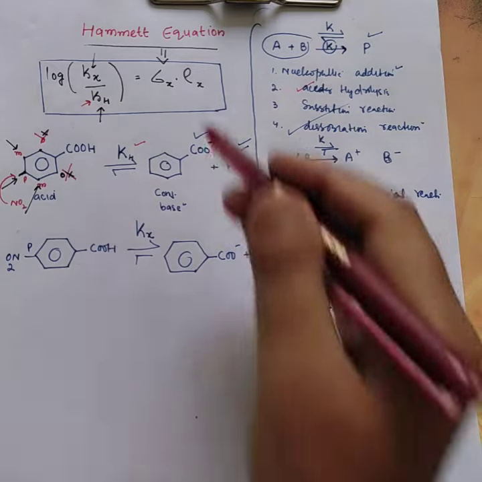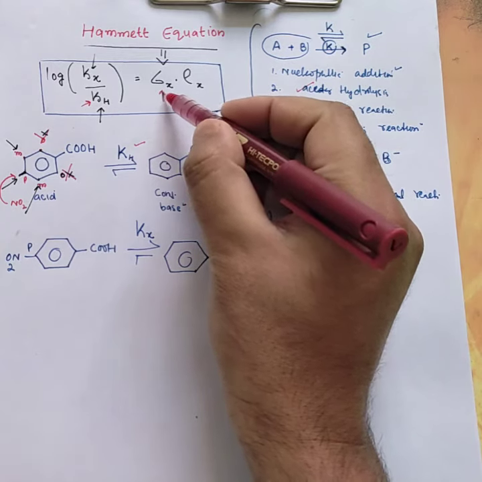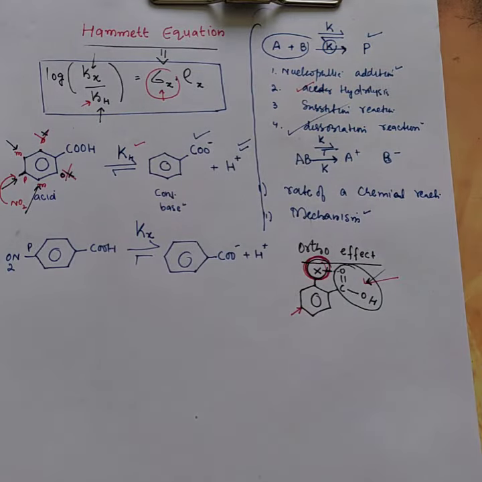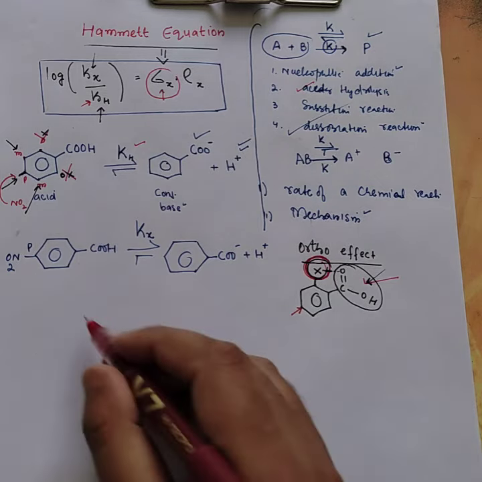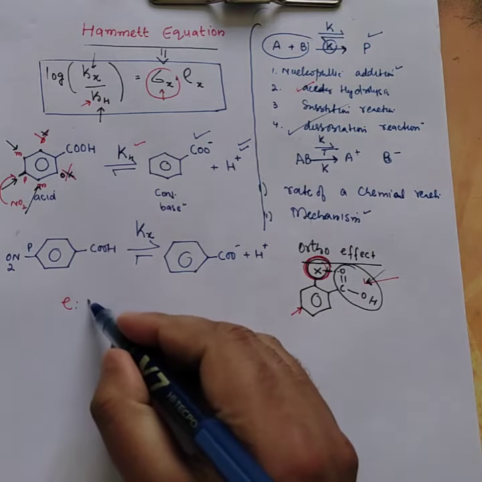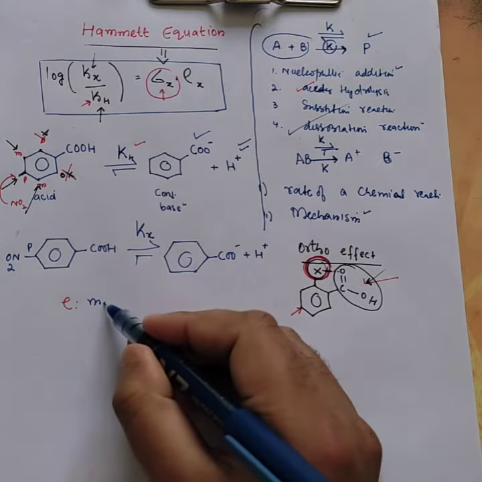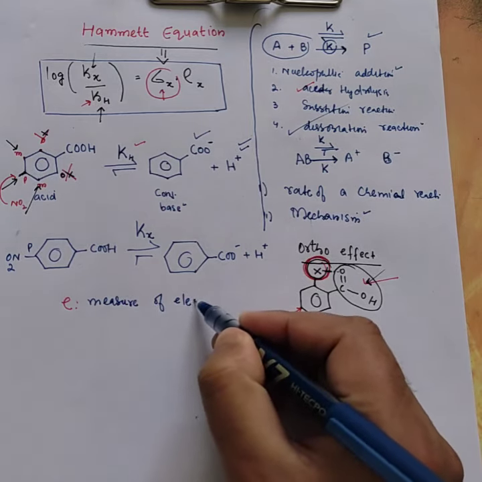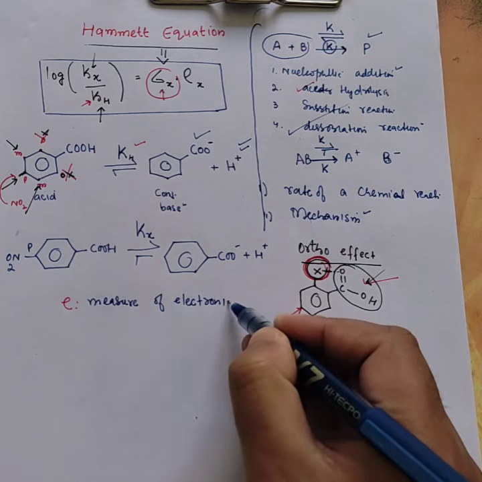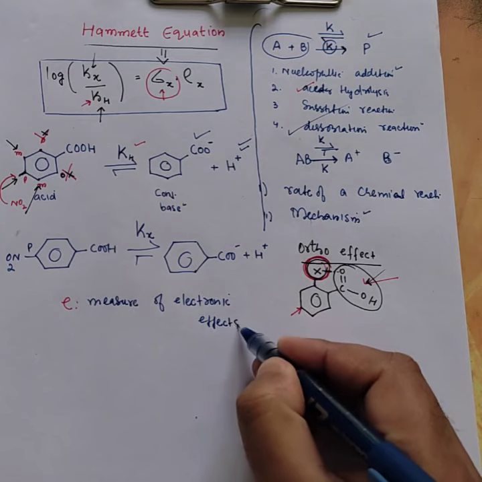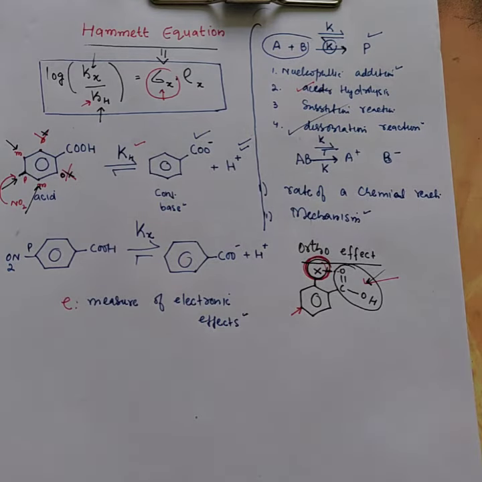After that, these are two terms. Now we have this sigma x. Sigma x basically tells you, this is very important. Now this sigma x, you should say that sigma is a measure of electronic effects. You can write it down: it's a measure of electronic effects. We'll see that after some time.